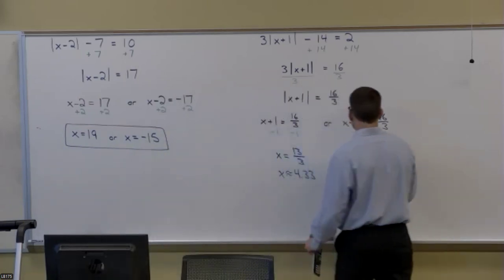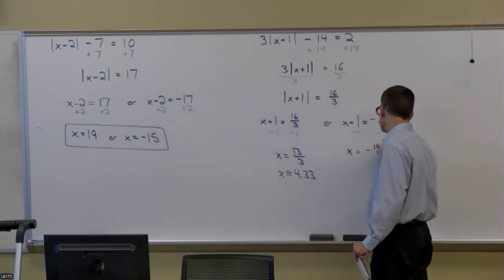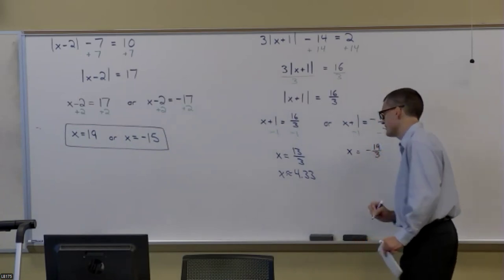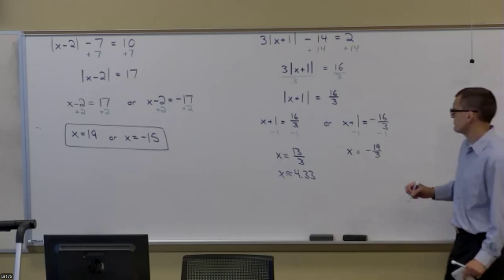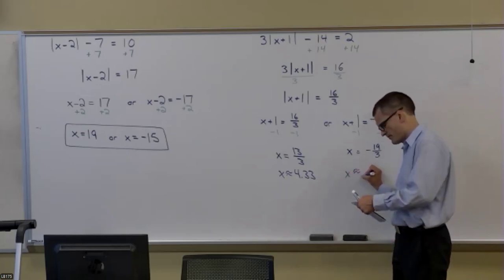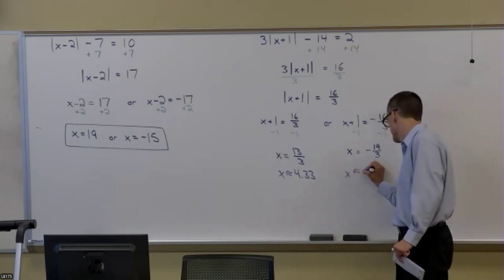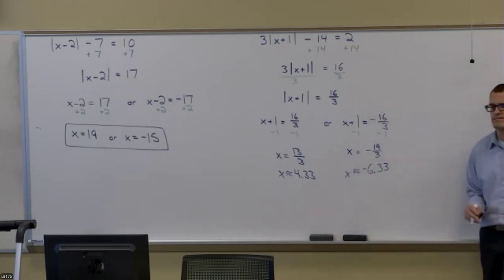For this one, it'd be x equals negative 19 over 3. And that's negative 6.33 rounded to 2 decimal places. That's all.